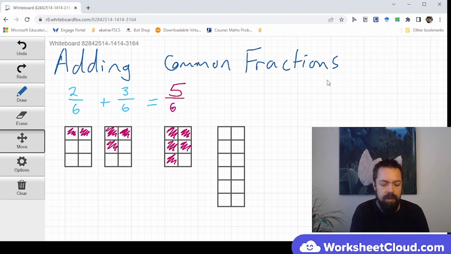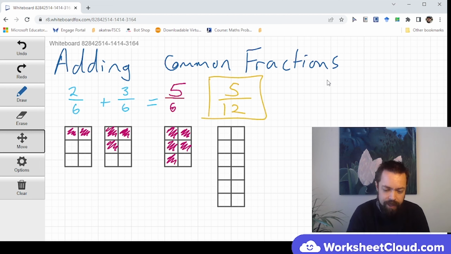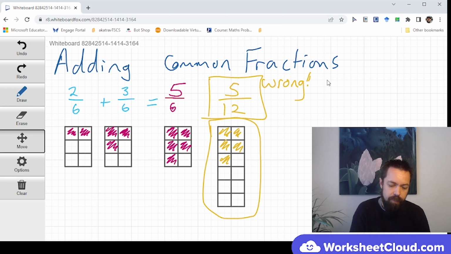The reason we don't double it is because we're looking at pieces that are sixths. All right, so if we said that the answer was, and please note that this is wrong, if we said the answer is 5 over 12, I'm going to actually write there wrong so no one gets confused. Right? If we wrote 5 over 12, 1, 2, 3, 4, 5, we're looking at a whole that is quite a lot bigger than what we were looking at over here.